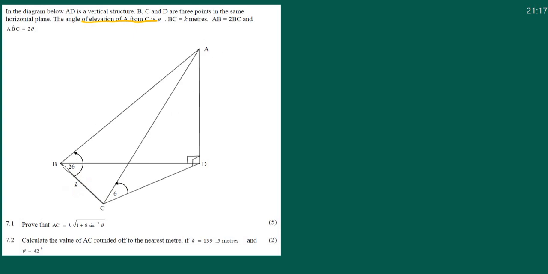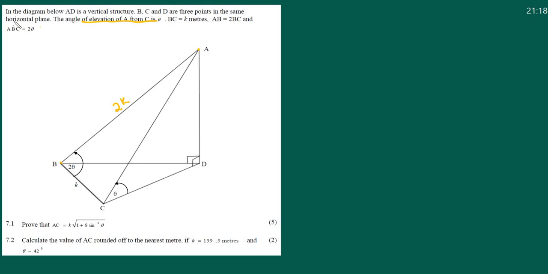Aha. So AB, this one, is what? Is 2BC. Good people, labeling is very, very key, right? You label it 2BC. Wait, if it's 2BC, this actually means it's 2K, because BC is K, right? So labeling, very crucial.